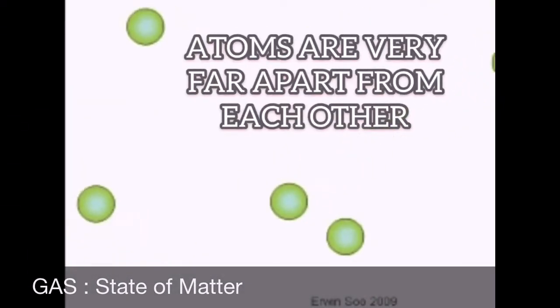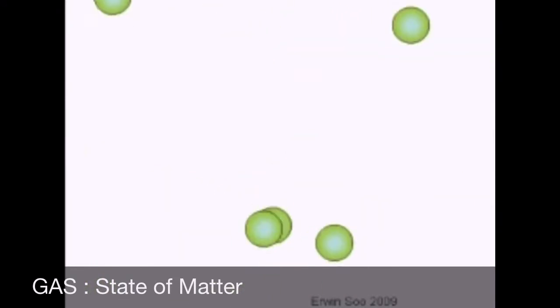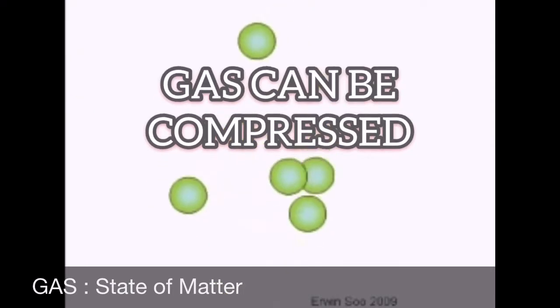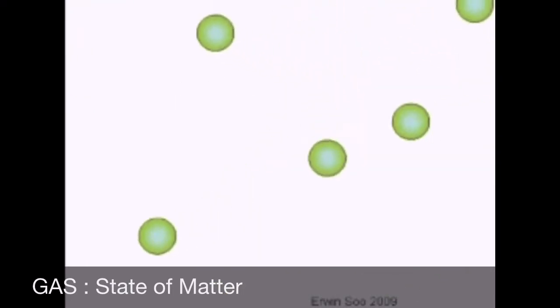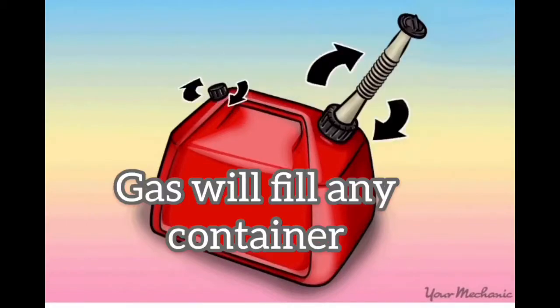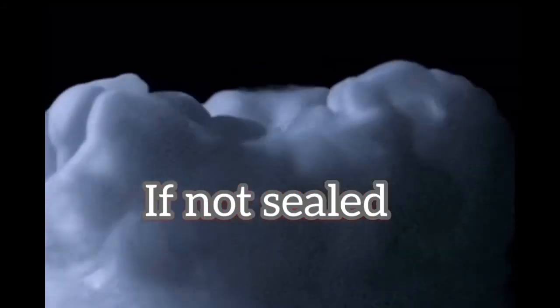Gas. In gases, the atoms are very far apart from each other. Because of that space, gas can be compressed much more easily than a solid or a liquid. As you can see, the particles collide randomly with one another. A gas will fill any container, but if the container is not sealed, the gas will escape.